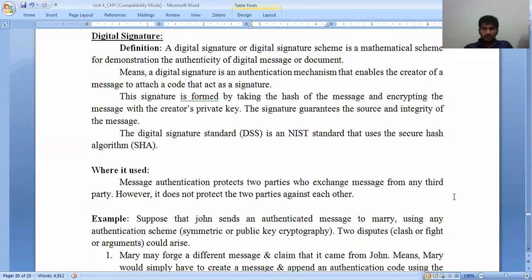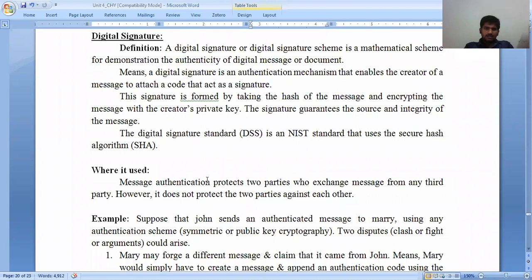Now we know some hash functions. With that function we can create one code, and that code we add to our digital message, so that the message is called secure with a digital signature. For the standard, NIST uses SHA for the code generation. That code is known as a digital signature. Where is it generally used?